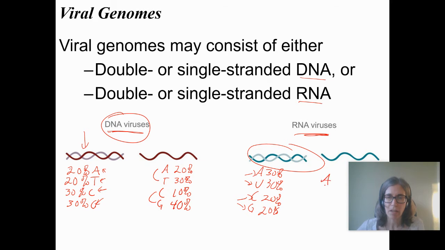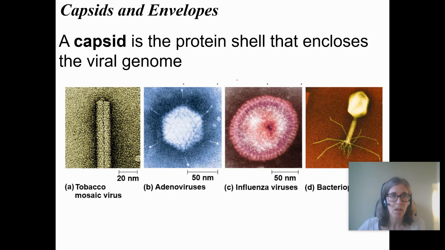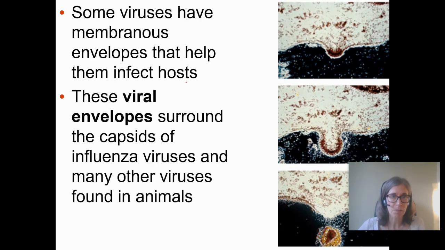If there are A, U, C's, and G's, and the amount of A and U don't match and the amount of C and G don't match, then it's going to be single-stranded RNA. Okay, so the capsid is the protein shell that encloses the viral genome. All viruses have that. The bacteriophage, the virus that infects bacteria, probably the coolest looking ones, but there are plenty of others. The influenza virus, lots and lots of different viruses.